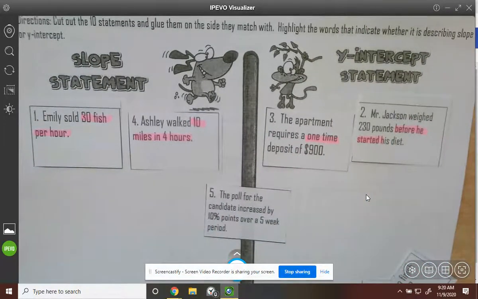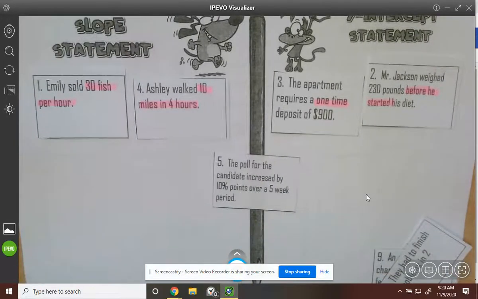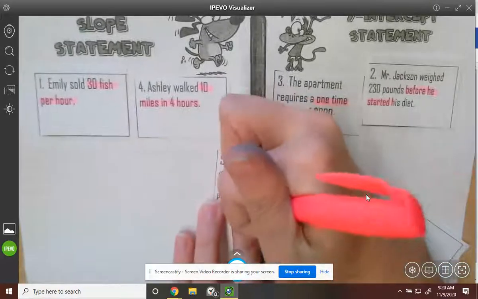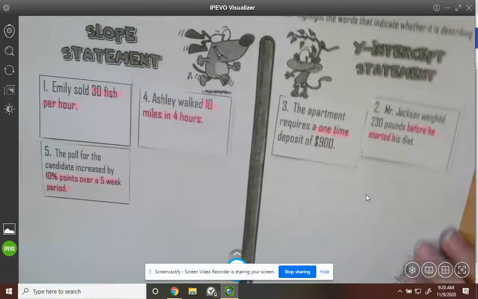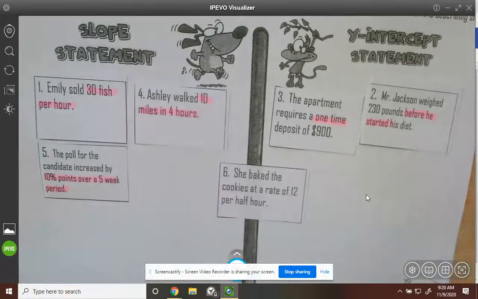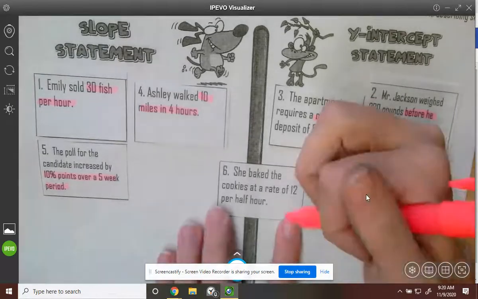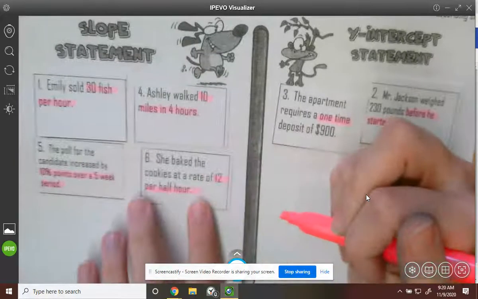The poll for the candidate increased by 10% points over a 5-week period. That's another rate. So that's going to be a slope. She baked the cookies at a rate of 12 per half hour. Rate 12 per half hour, that's going to be a slope.